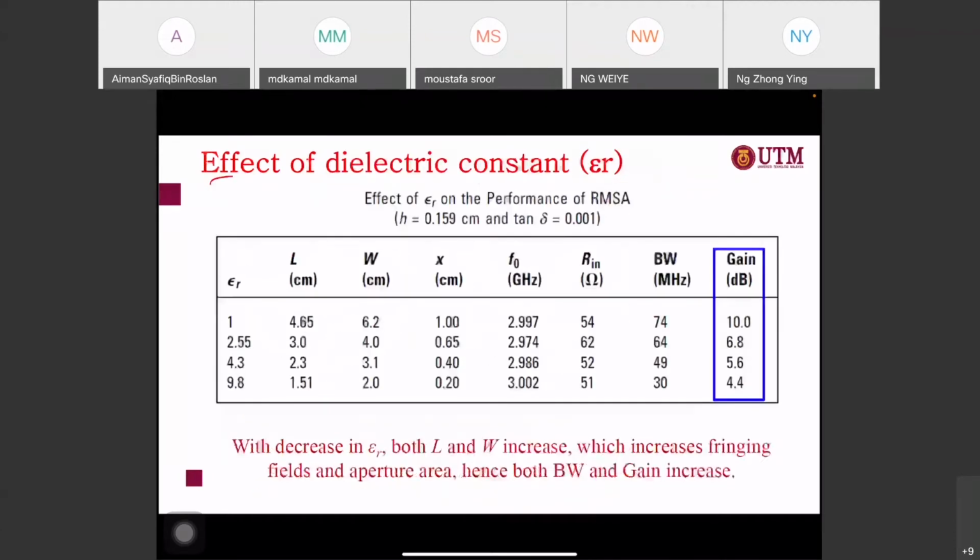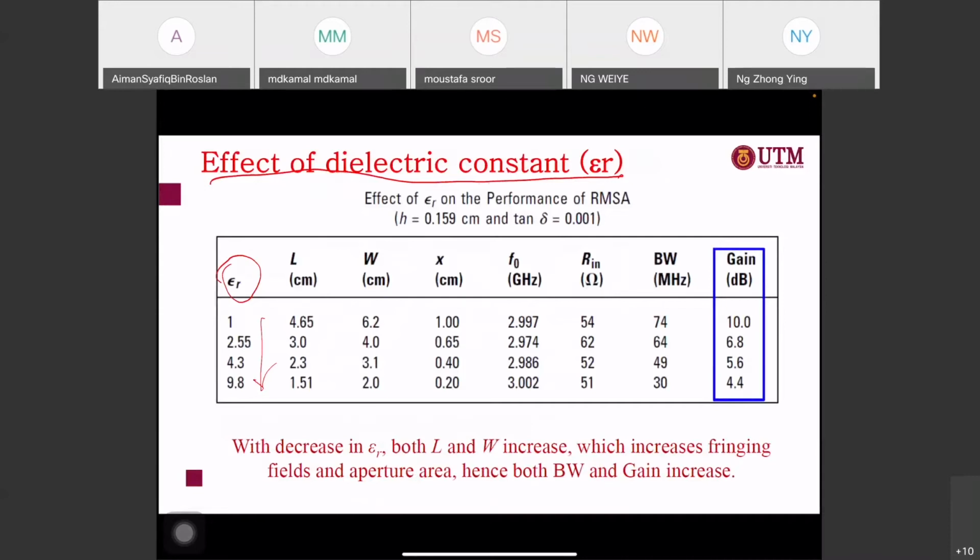Okay, so this one is the effect of the dielectric constant epsilon R. As you can see, when your epsilon R increases, the L will become much lower. Of course, W is also getting lower, and the position X here is also lower. F naught is the resonant frequency that you have, along with the bandwidth and the gain.